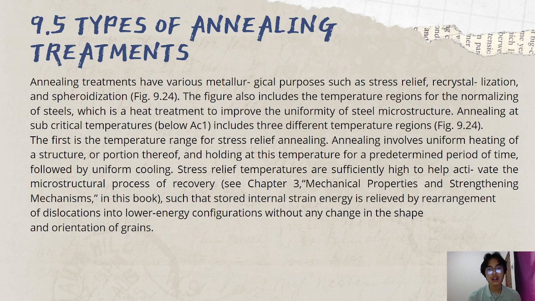The figure also includes the temperature region for the normalizing of steel, which is a heat treatment to improve the uniformity of steel microstructure. Annealing at subcritical temperature below Ac1 includes three different temperature regions in picture 6.24. The first is the temperature range for stress relief annealing. Annealing involves uniform heating of a structure or portion thereof and holding at this temperature for a predetermined period of time, followed by uniform cooling.